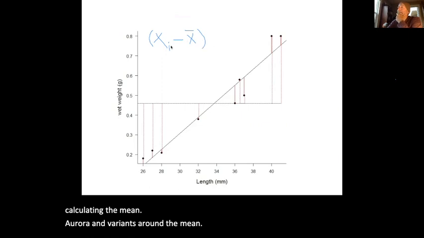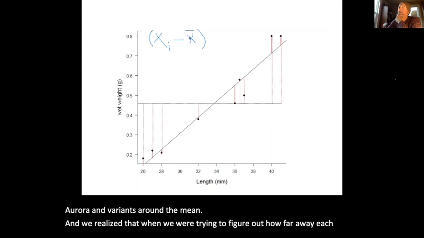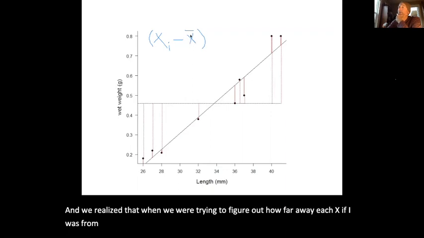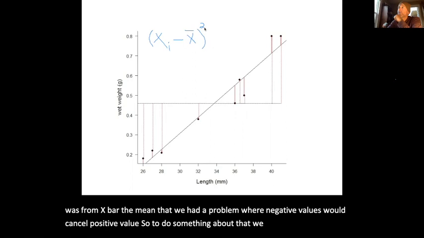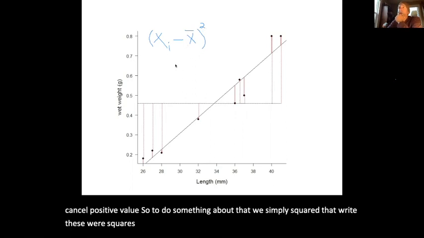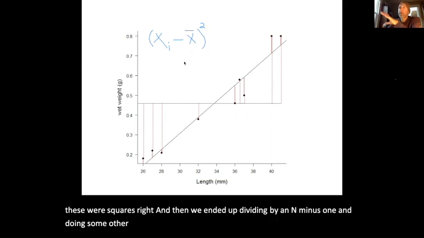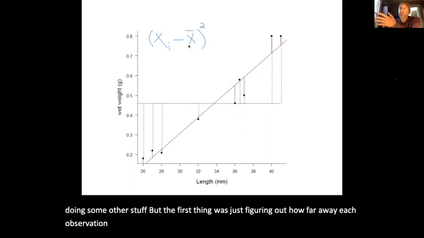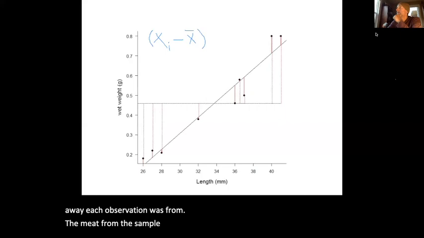And we realized that when we were trying to figure out how far away each x sub i was from x bar, the mean, that we had a problem where negative values would cancel positive values. So to do something about that, we simply squared that, right? These were squares. And then we ended up dividing by n minus 1 and doing some other stuff. But the first thing was just figuring out how far away each observation was from the sample mean.